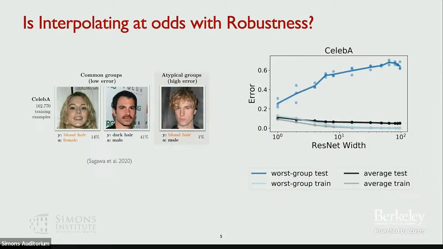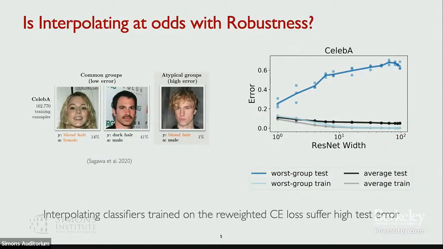We find that as we start increasing the width and interpolating the data, the error on this worst group, so these atypical examples during test time, starts to rise. So we see that because the error on these atypical groups is rising, the overall test error, which is a uniform mixture over these groups, is also going to rise.